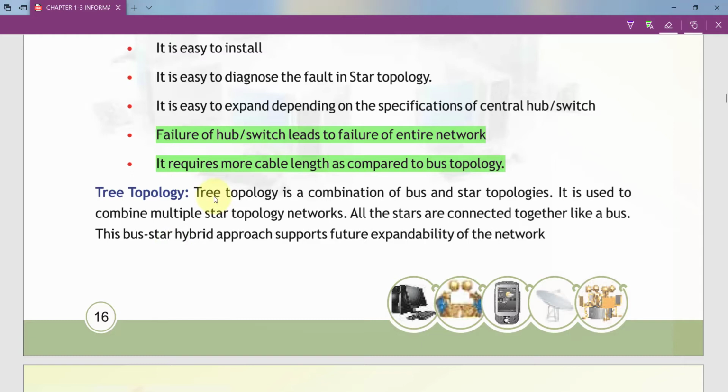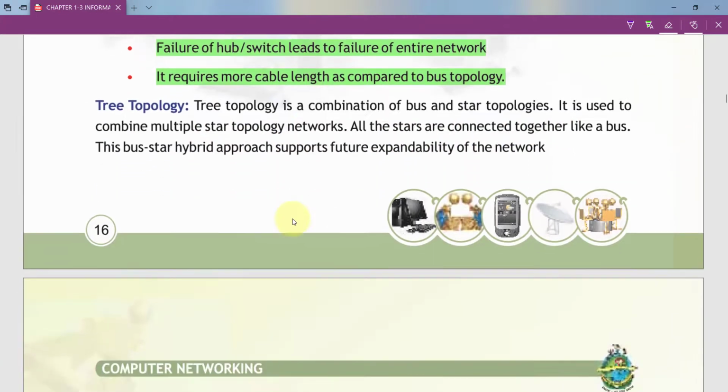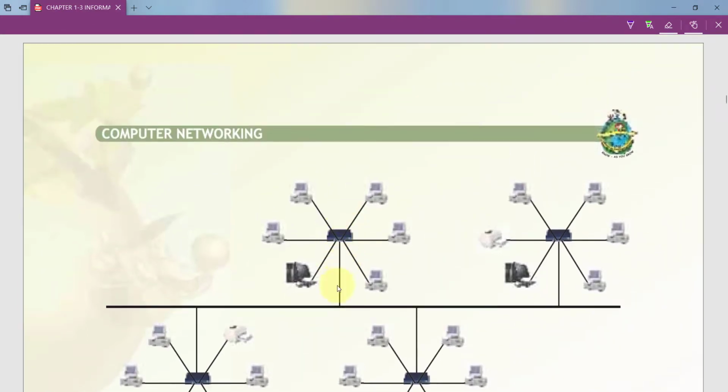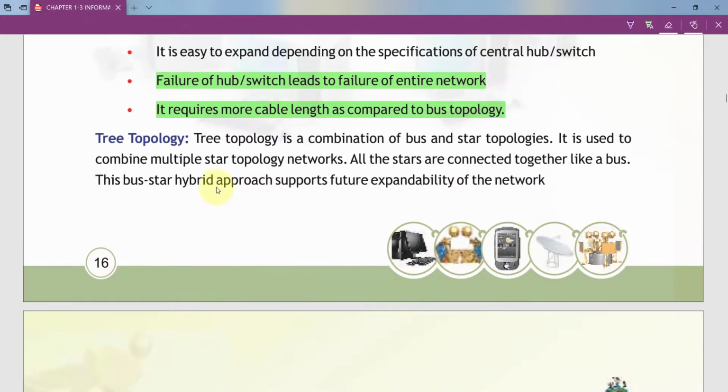What is the tree topology? You note down its definition. Tree topology is a combination of bus and star topology. What is it? It is a combination of bus topology. Why? Because there is a single cable, so it represents a bus topology. And next, the sub branches follow the pattern of what? Star topology. Clear? So there is a star topology pattern. So that's why it is a combination of bus and star topology.